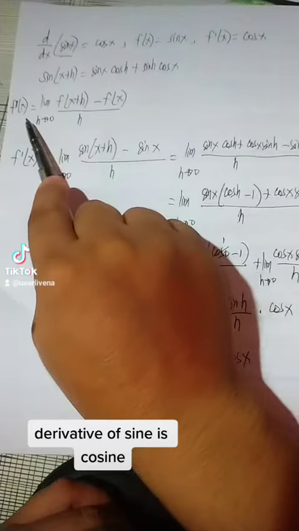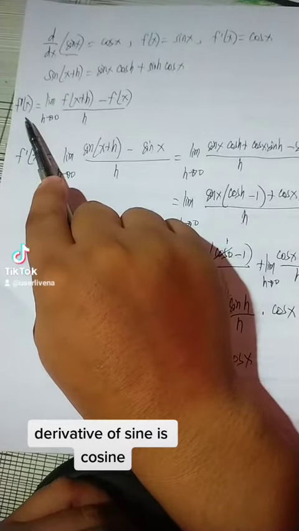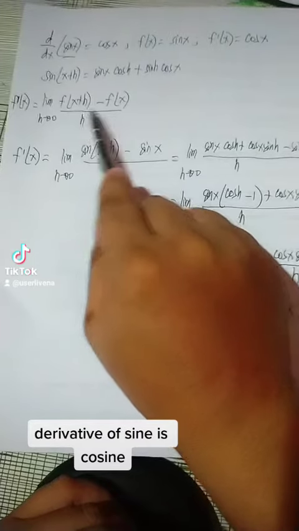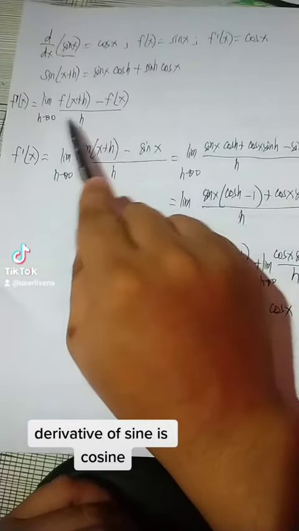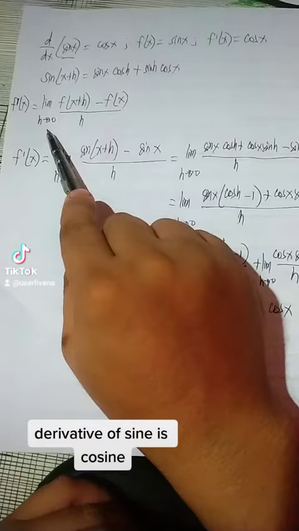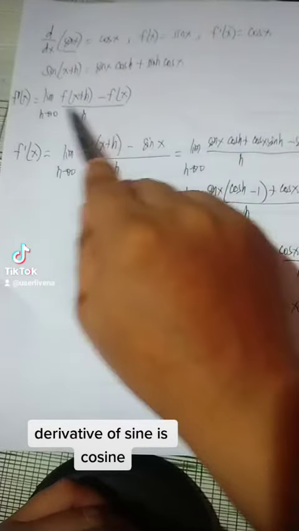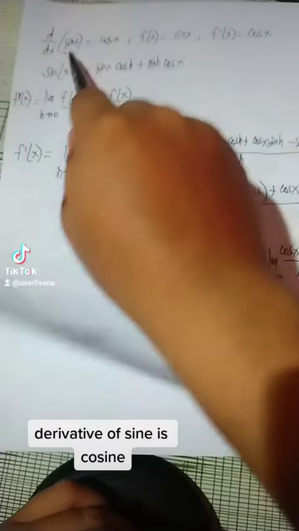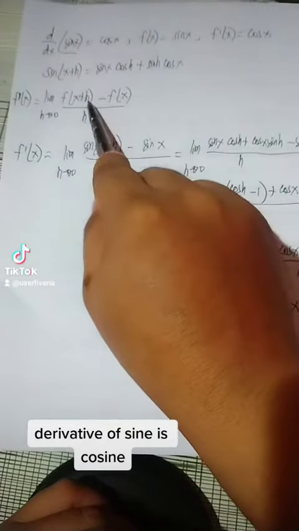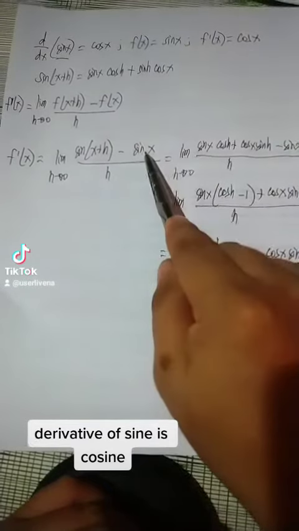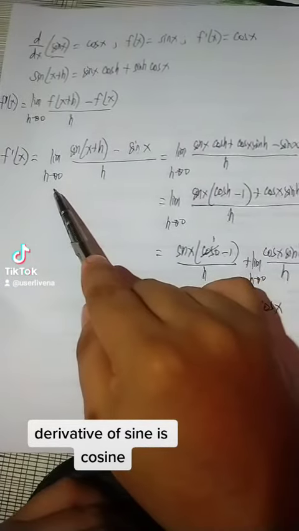And by the definition of the derivative, the derivative of f of x, or f prime of x, is the limit of f of x plus h minus f of x over h as h approaches 0. So since we have sine x, and f of x plus h, therefore we replace x with x plus h. You'll get sine of x plus h minus f of x, which is sine x, all over h as h goes to 0.